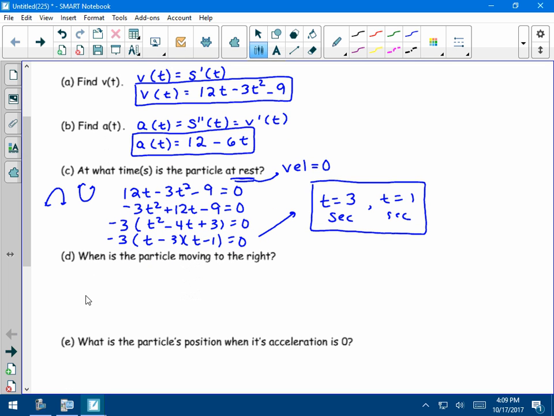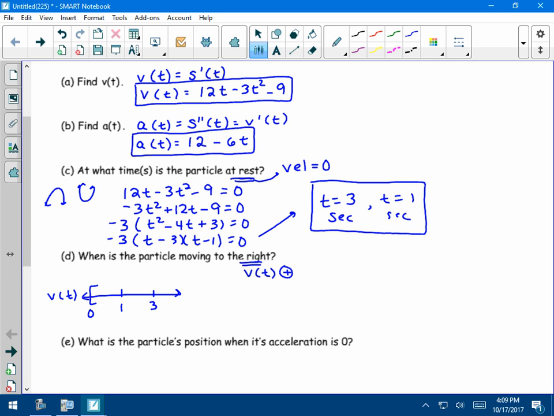Okay, part D. When is the particle moving to the right? Now the velocity also tells us the direction that it's moving in addition to the speed. So remember, this is when I partition velocity. I'm looking for when the velocity is positive. So here's my partition for velocity. I don't care about anything less than 0. I've got to put where the velocity is 0 though, so that 1 and 3 that I just found definitely go on the number line.